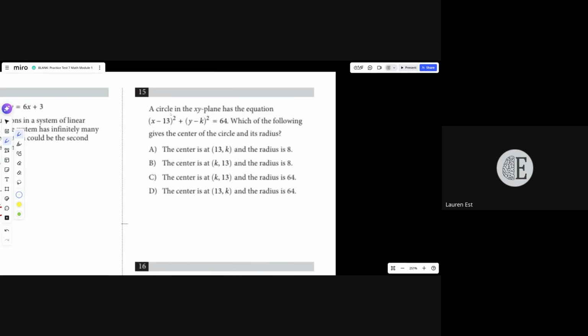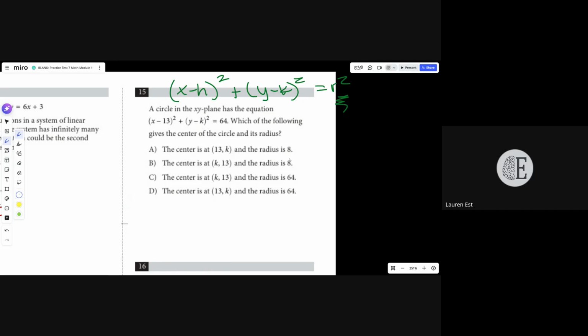We're halfway there. Next, a circle in the XY plane. Which of the following gives the center of the circle? This is so easy in case you don't know it. X minus h quantity squared plus y minus k quantity squared is equal to r squared. Remember that it's equal to r squared. Everybody always forgets that it's equal to r squared. They'll think the radius is 64.